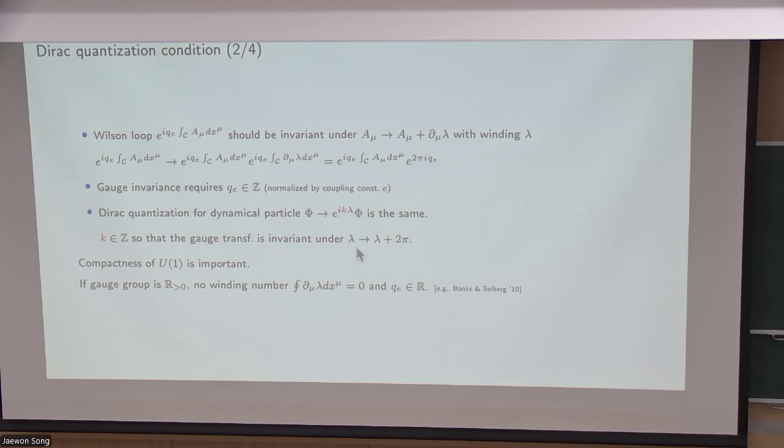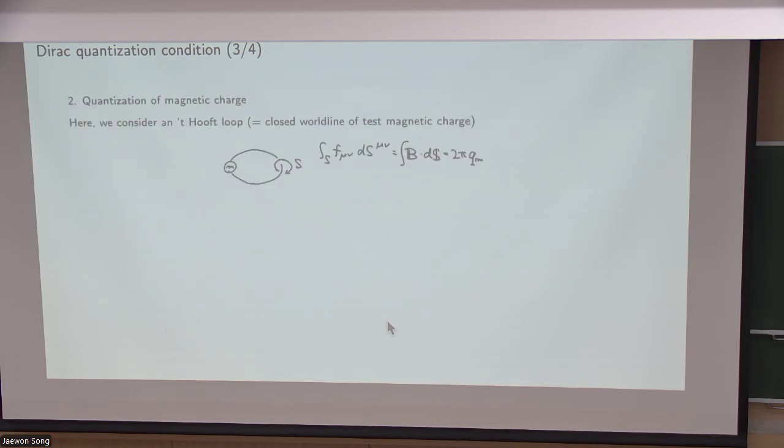So in this discussion, the compactness of the U(1) gauge group is important. If the gauge group is the real numbers, there are no winding numbers, so any real electric charge is allowed. Next, I'd like to consider the quantization of the magnetic charge.